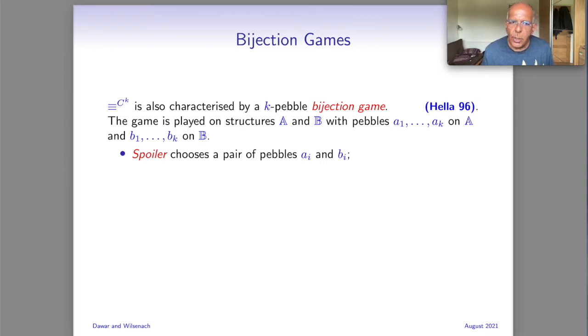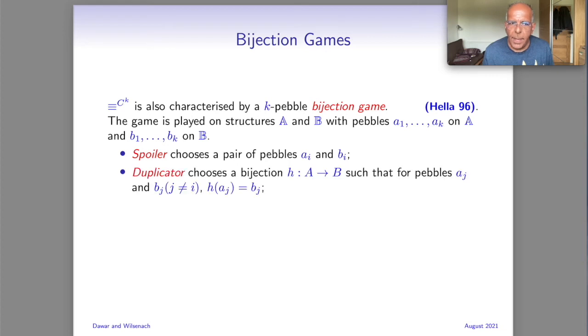Again, at each stage, spoiler chooses a pair of pebbles which are going to move. Let's call them AI and BI. And duplicator has to respond to this with a bijection between the universe of A and the universe of B. And this bijection has to respect the fact that for pebbles which are already on the board, right, so everything other than the ith one, this bijection should take the element covered by AJ to the element covered by pebble BJ. For convenience, I would just write H of AJ is equal to BJ.